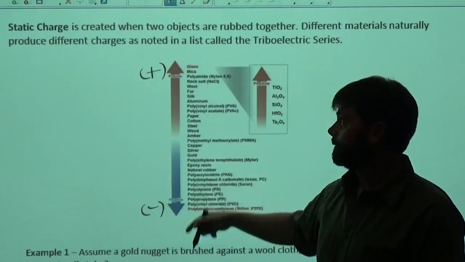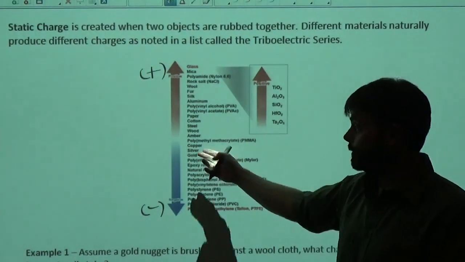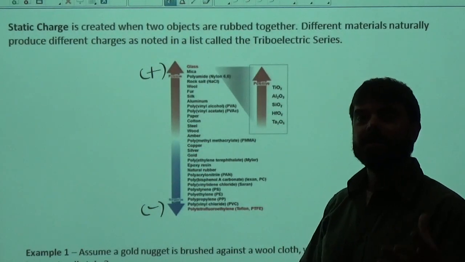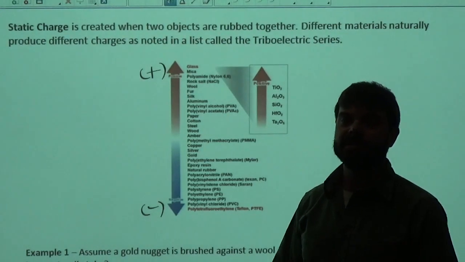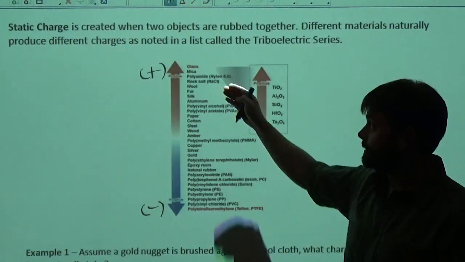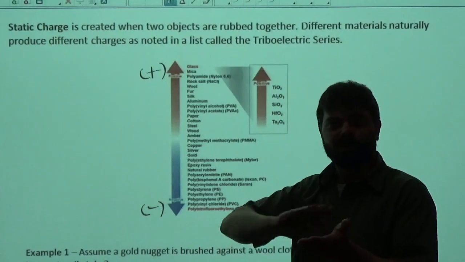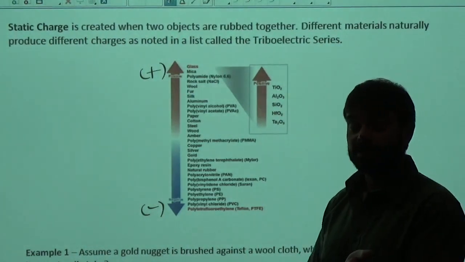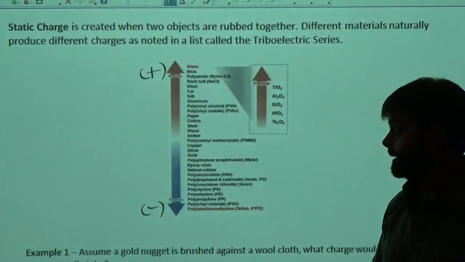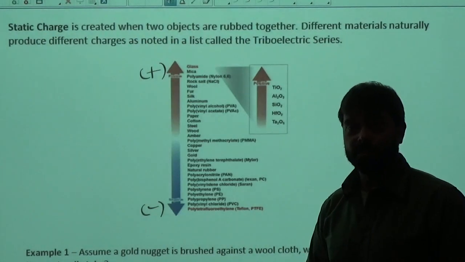Gold is further down on the list toward the negative side. Gold will more easily want to gain electrons or take electrons in than give them up. So if I took the piece of wool and took the gold, for whatever reason, I'm going to polish the gold nugget or something and make it look nice and shiny, a static charge is going to build up.